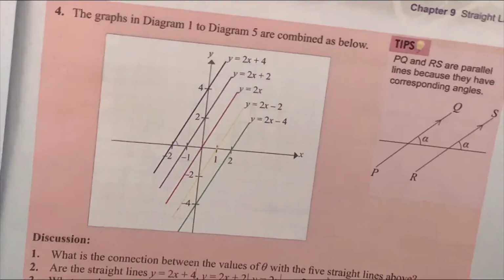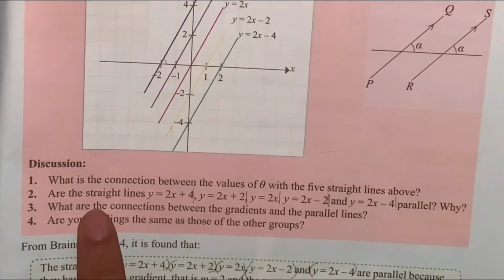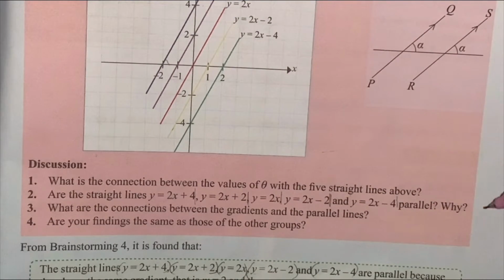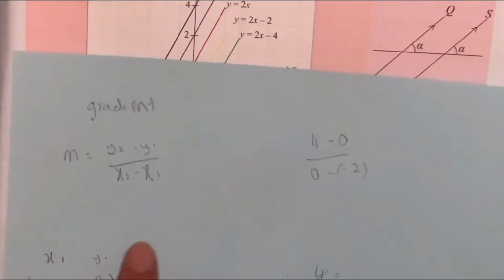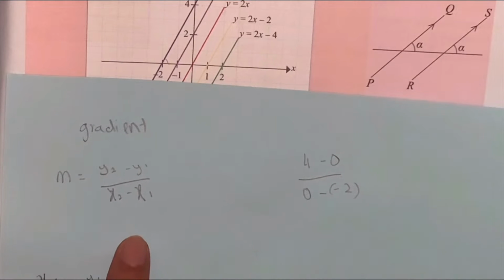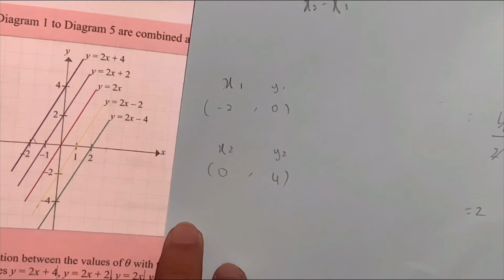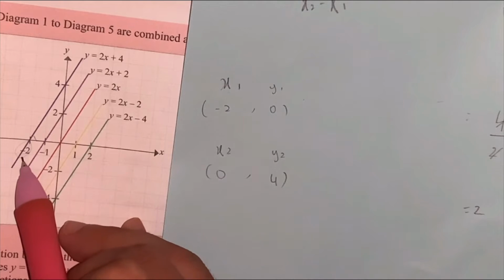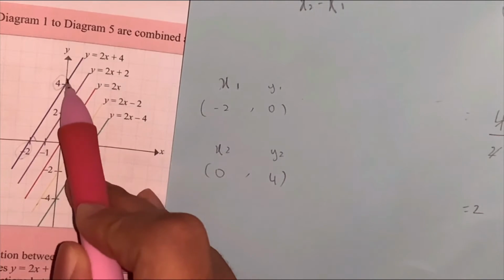Okay, for number 4, the graphs in diagram 1 to diagram 5 are combined as below. Discussion: are the straight lines parallel, and why? So, we need to know the gradient first. The gradient formula is m equals y2 minus y1 over x2 minus x1. Here x is negative 2, this is x1. Y1 is zero, so x2 is also zero. And this is y2.